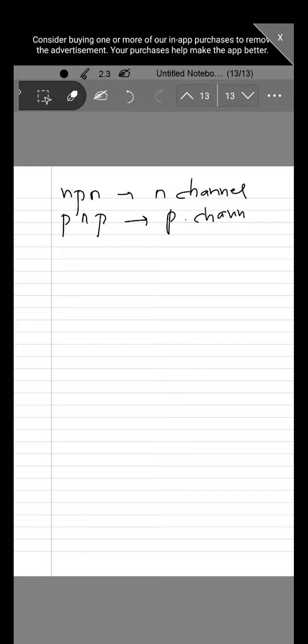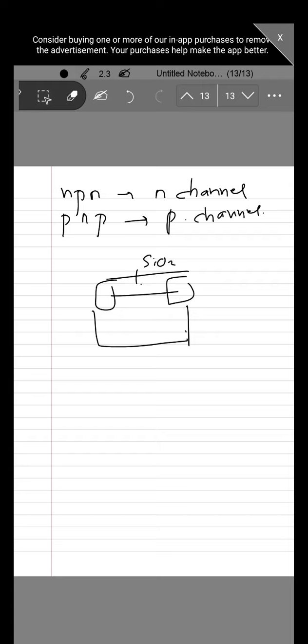So we have an NPN system. This is an N-channel Mosfet, and if we have a PNP system, we have a P-channel Mosfet. So basically you have an oxide layer, we have the source and the drain. So this is your SiO2 mainly, and if this is P, this is N and N, so it becomes an N-channel Mosfet. If it is N and this is P and P, so it becomes a P-channel Mosfet.